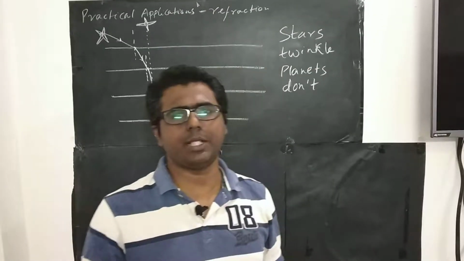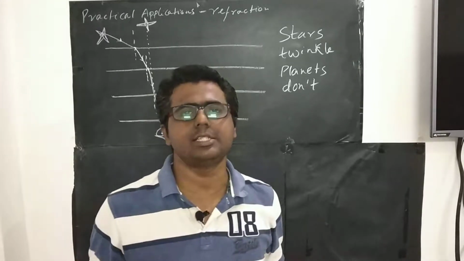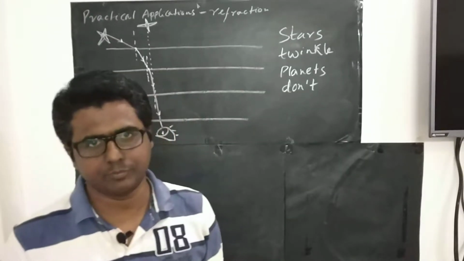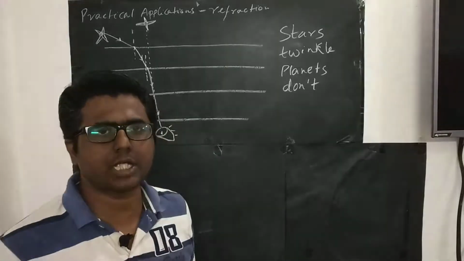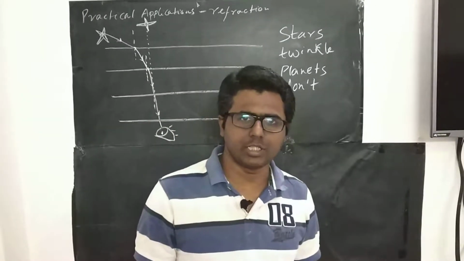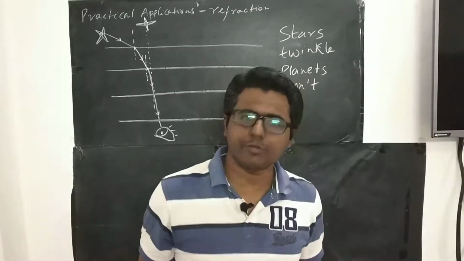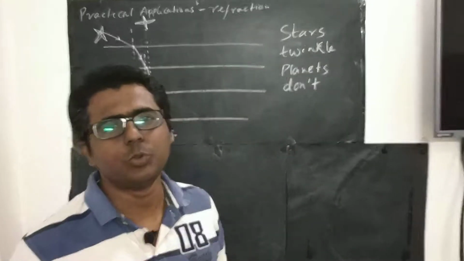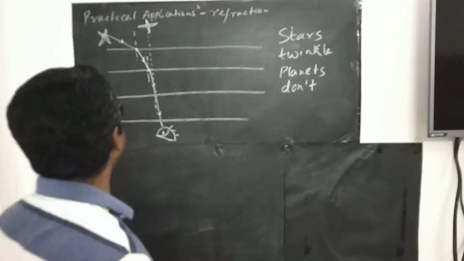Some of the planets we can see with our naked eyes when they are very close to us, but the stars we see are not very close to us. Obviously they are very far away from us and they do twinkle. Now, why do they twinkle?